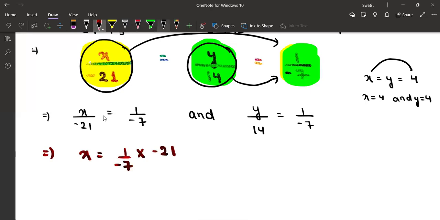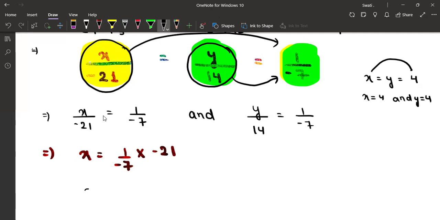See, if the question would be like x minus 21 is equal to 1 upon -7, Manya, then you would say that okay, x will become 1 by -7 and -21 will become +21. In that case, we do that. But here, 21 is not getting subtracted. 21 is getting divided with the minus sign. See, the number is a negative number. That's it. Is it clear, Manya?